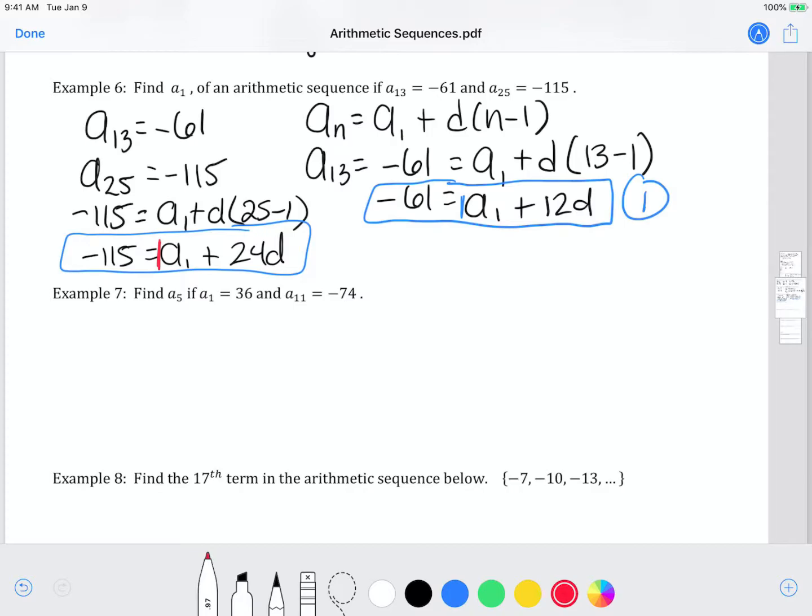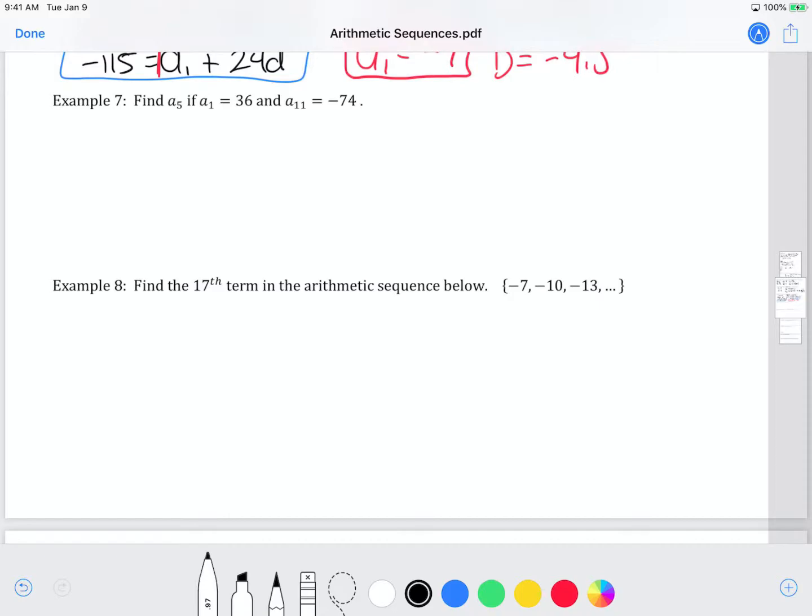And I would find that my A1, which is the x1 on the calculator, is -7, and my D, which is the x2 on the calculator, is -4.5. So that would be my common difference. So the answer to this question is that A1 is -7. And if I keep adding -4.5, when I get to A13, I'm going to have -61. And then if I continue to add -4.5, then when I get to A25, I'm going to have -115.